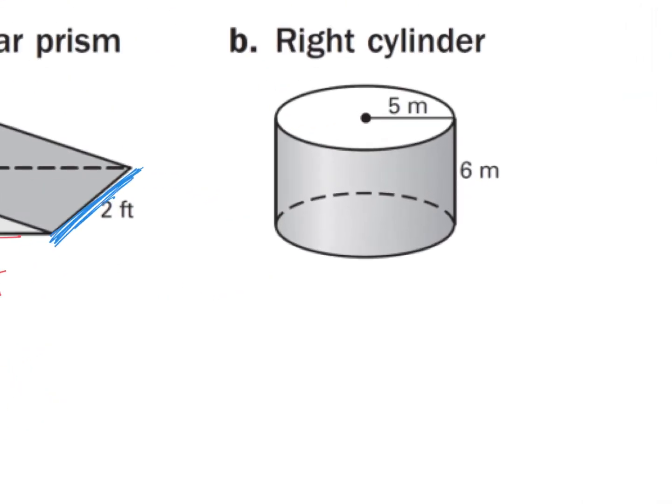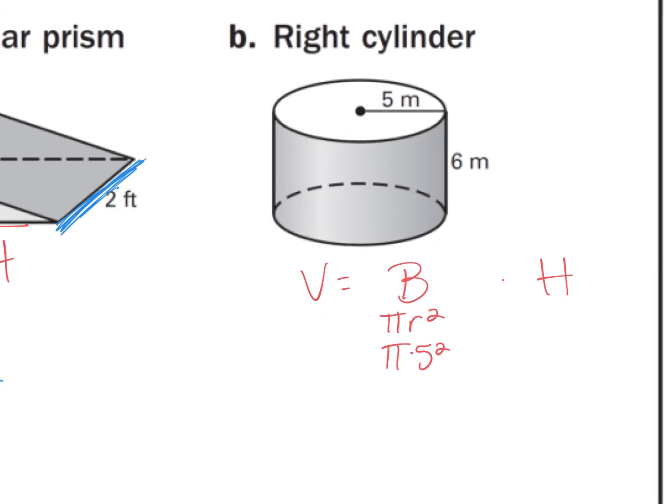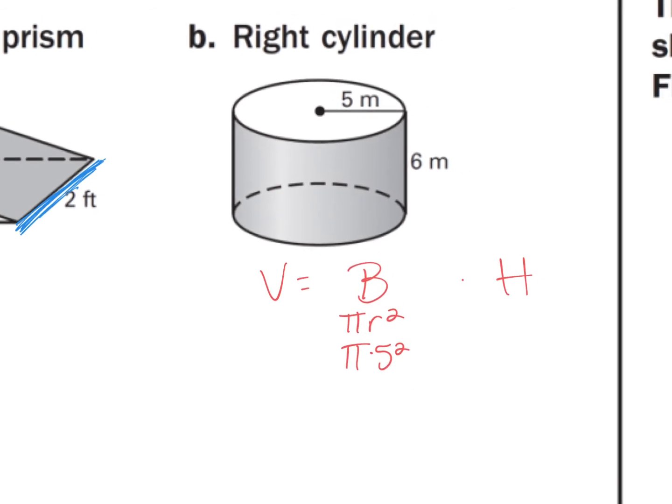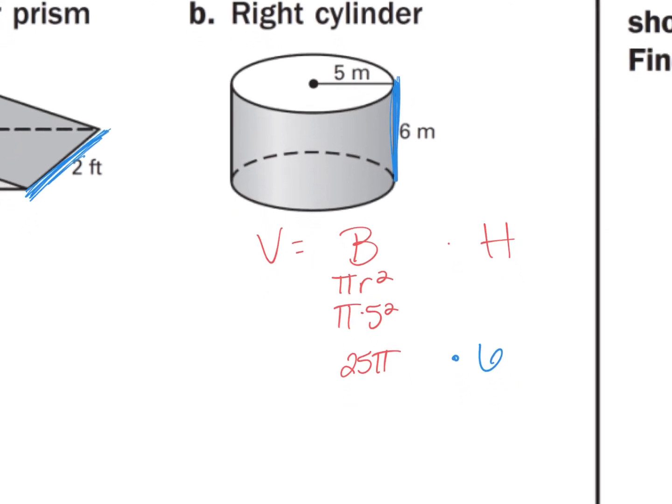Okay, cylinder. We've got the same thing. Volume equals area of the base times the height. What is the base of a cylinder? It's a good old circle. So we've got to use pi r squared. So pi times 5 squared. It doesn't tell you if they want you to round it or leave it in terms of pi, so we're going to do both for this. That would give us 25 pi. And then what is the height of my cylinder? Well, that would be this amount right here. So that is 6. So times 6.